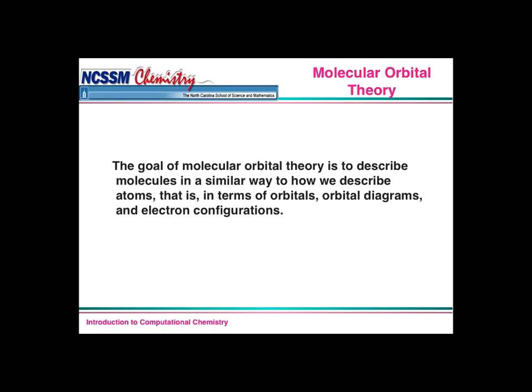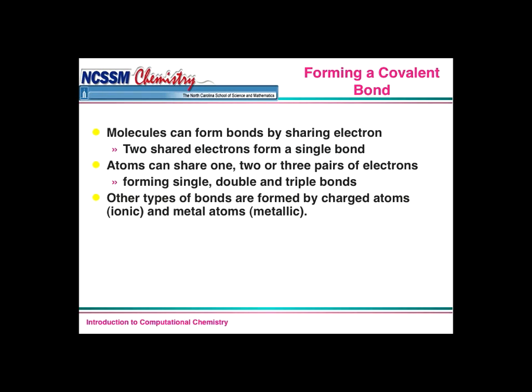All right, molecular orbital theory. The goal of MO theory is to describe molecules in a way similar to how we describe atoms. We want to talk about orbitals, orbital diagrams, and electron configurations. Now, in molecular compounds, we don't have s's and p's. We only have those in atomic structures, elements. But we're going to have something very similar to that, and that's what we'll talk about next.